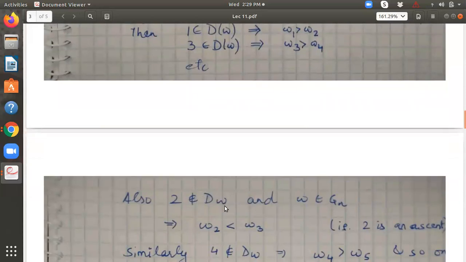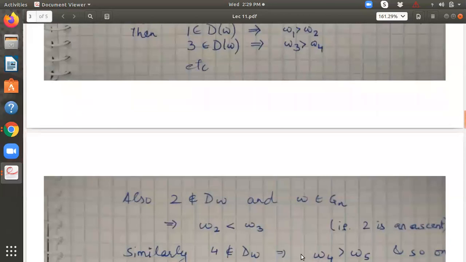So w2 is smaller than w3, because w2 cannot be equal to w3. w2 is not greater than w3, because if it was, then 2 would have been in dw. So w2 is less than w3.